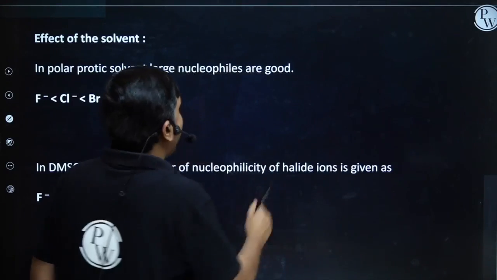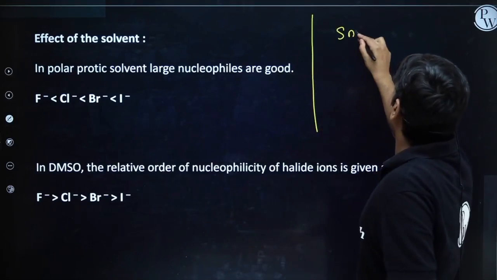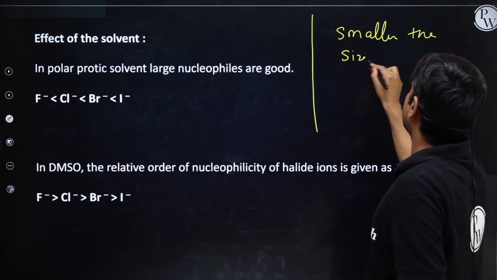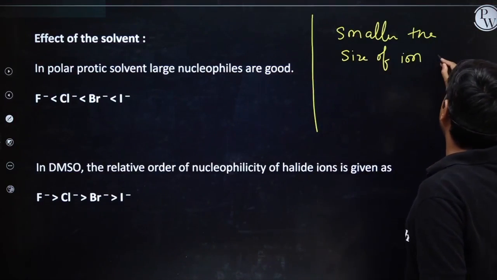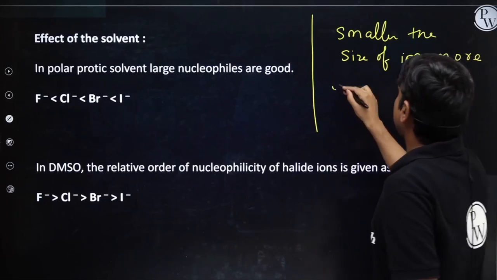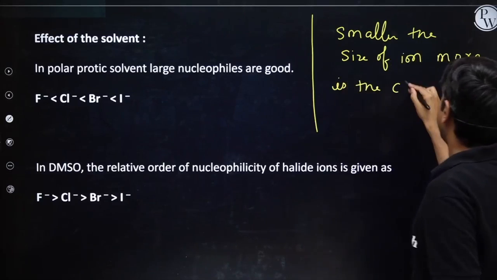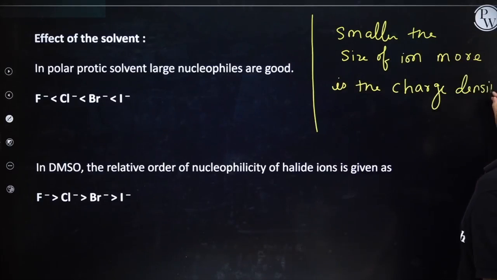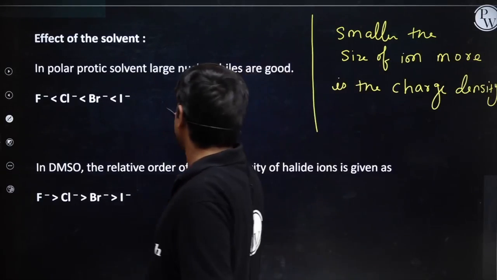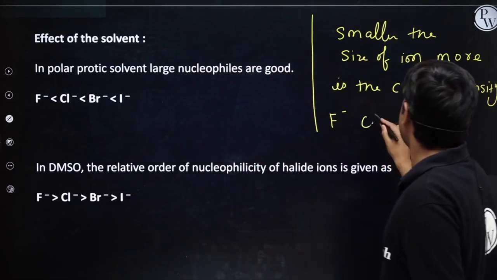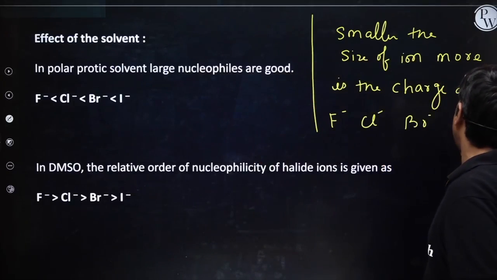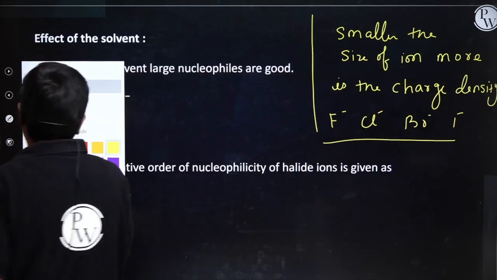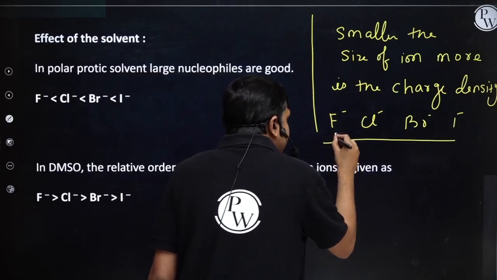The smaller the size of the ion, the more is the charge density, right? So can I say, if I talk about F minus, Cl minus, Br minus, I minus, where will the charge density be more? Charge density will be maximum in case of the fluoride ion.